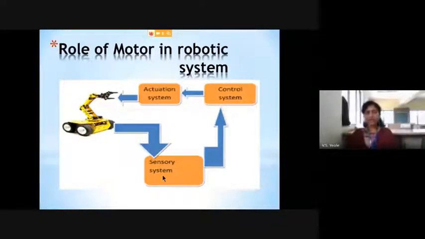They detect the different quantities and give the signal to the brain. So the brain of the robot is the control system. You can say that the control system is the brain of the robot, and the signals which are detected by the sensory system are given to the control system. Now the role of the control system is to process each and every signal given by the sensory system, and it will process that data and give the signal to the actuation system. So what is an actuation system?